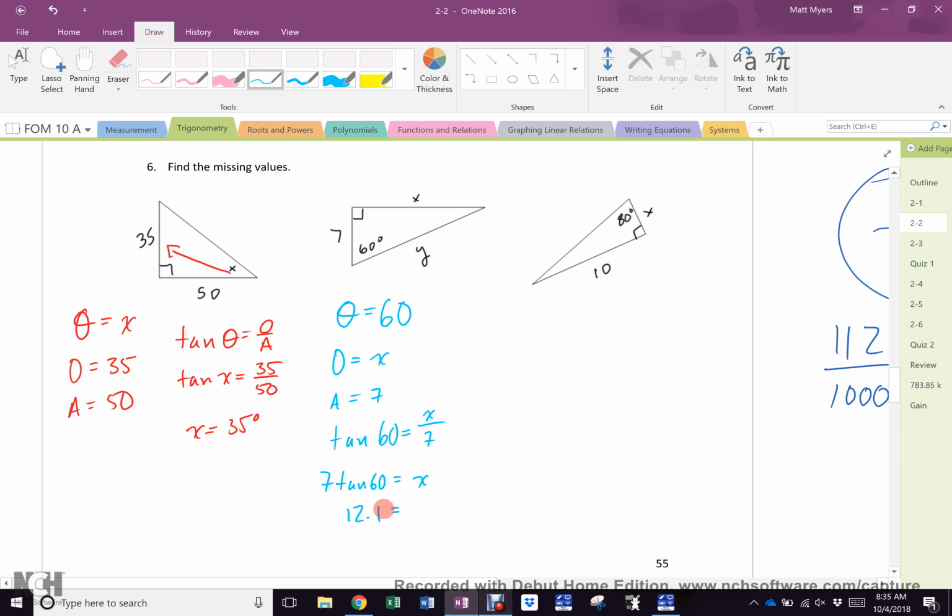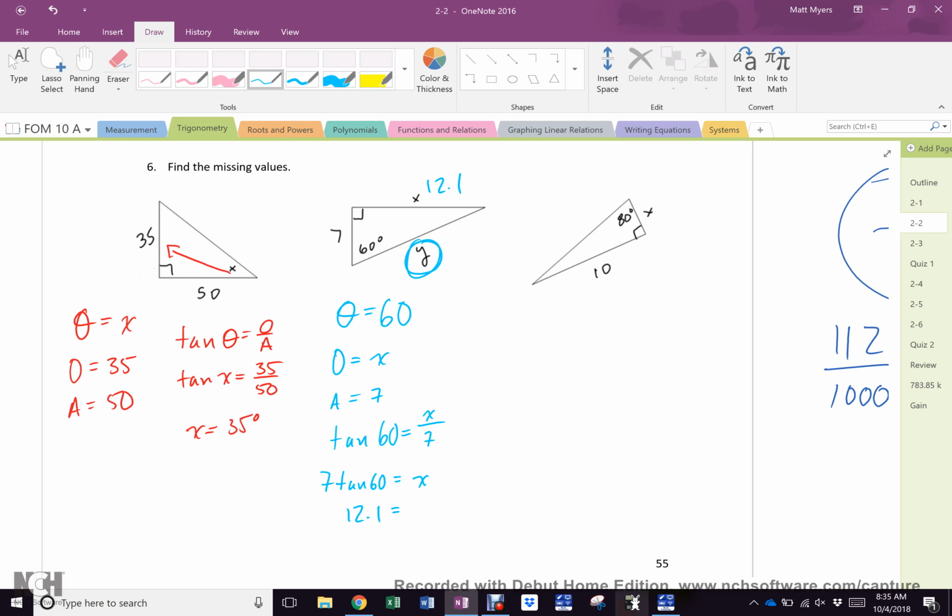Now, is it actually 12.1? No, it's 12.12, blah, blah, blah forever, yes? If I use 12.1 to find Y, will I get the best possible answer? No. Why not? Because it's not as exact as it could be.